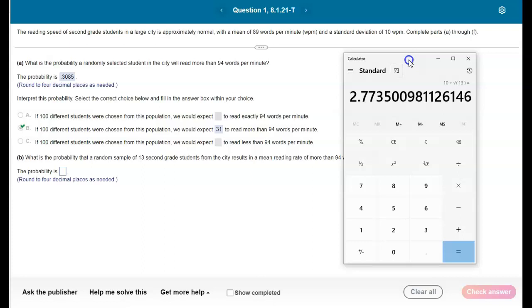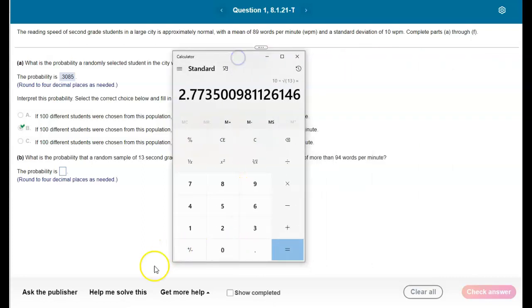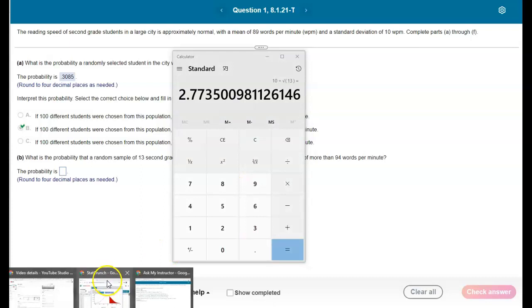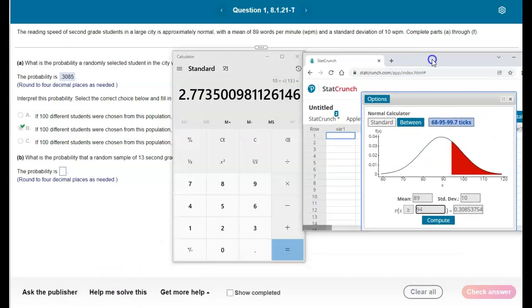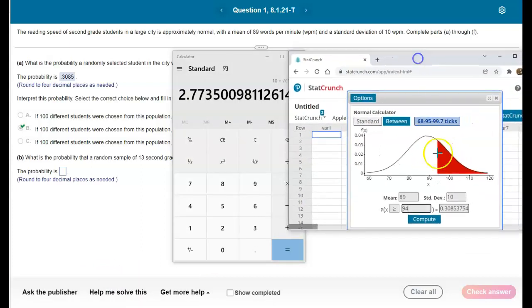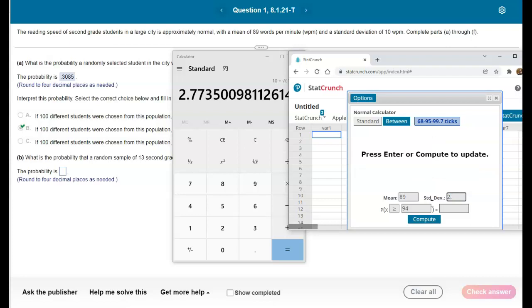So we're still going to use the normal curve, because the sampling distribution of sample means is by definition normal. But we're going to use a different standard deviation. The mean is the same as the population mean, and the standard deviation is not the standard deviation anymore. It's the standard error of the mean, which is 2.7735. And then I want to know about the probability there.